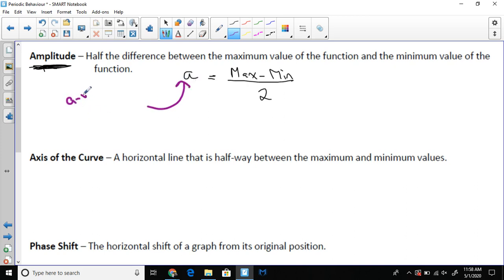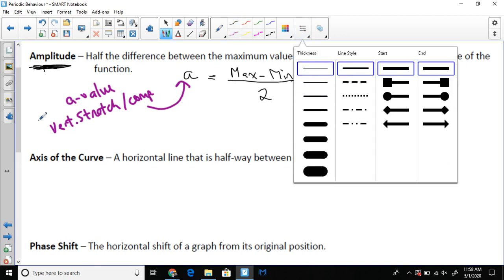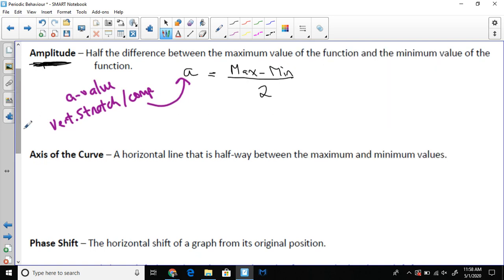Notice this a value. Have you seen that a value before? Yeah. If you remember in graphing, the a value dealt with a vertical stretch or compression. So it would make sense that in the future, when we start graphing trig functions and transforming them, amplitude is going to have the same effect as it did on other functions where I had an a value.